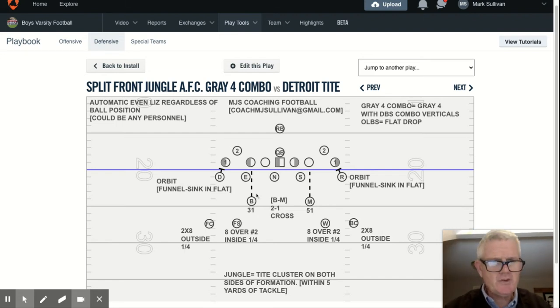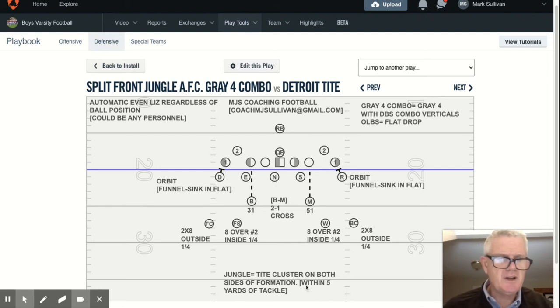Okay, so now I want to get down here to the bottom where it says jungle equals tight cluster on both sides. And for us, a cluster is two receivers within a couple of yards of each other. So not a three receiver, that's a bunch. And we even specify within 5 yards. And typically the three receivers themselves are going to make up 5 yards of space or close to it. So a tight cluster, we just say is two receivers only. They're within a yard or two of each other.